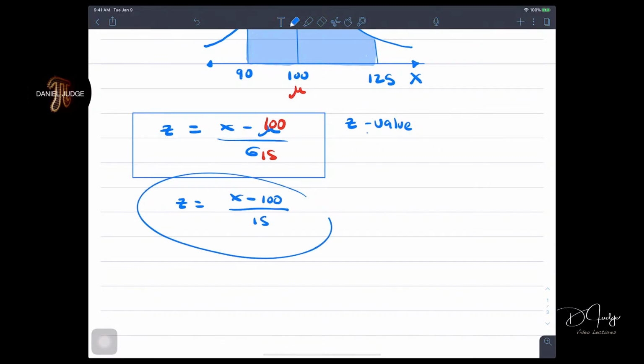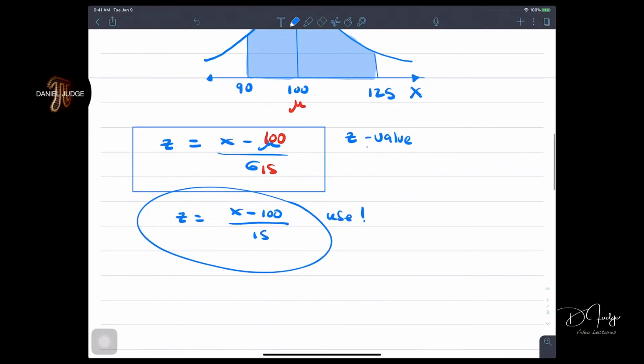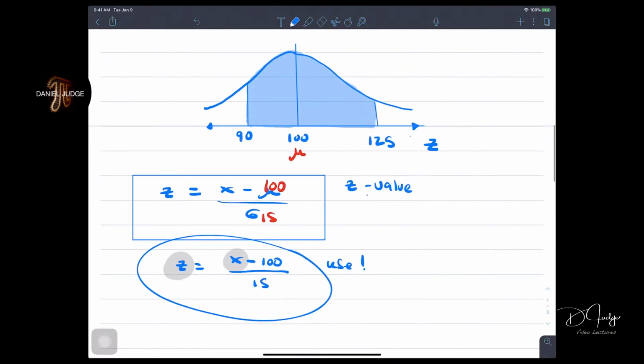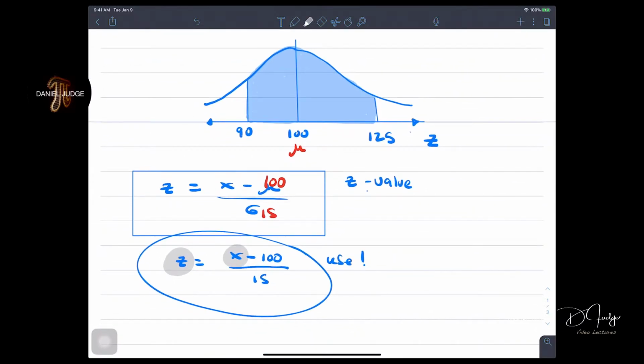So this is what we use. Every x value you plug in right here gives you a corresponding z value. That's the conversion. We're going to convert this distribution. It's no longer going to be x, it's going to be z. So that curve is going to be a standard normal curve. We just have to find what every one of these values becomes as a z value, using this formula.